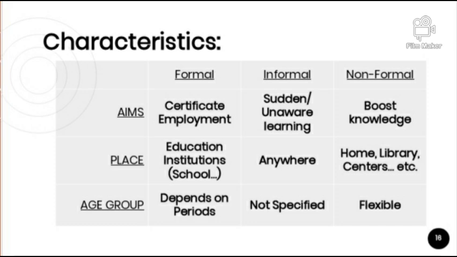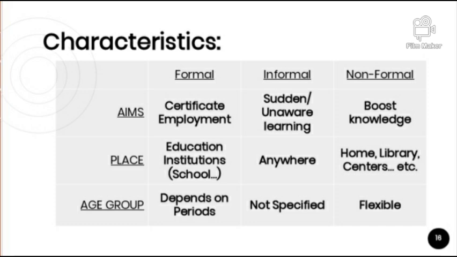So this is the place where we can learn in formal education. We have schools, institutions, okay? Informal, it's anywhere. We can learn at home, outside, in a cafe, in the restaurant. We can learn from different places. Non-formal education, we learn at home, library, centers, etc.